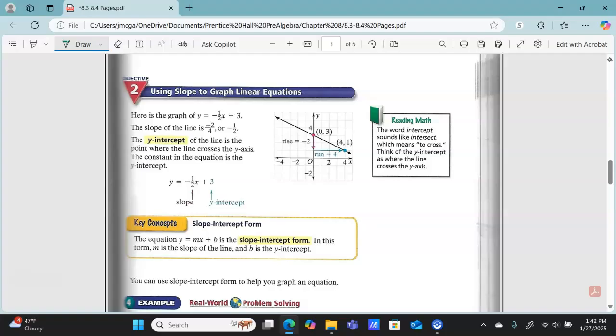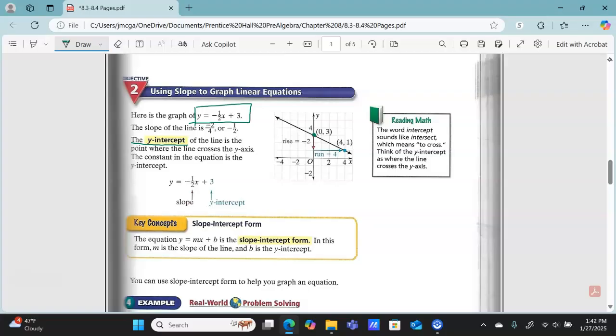In section 2 here, we have the introduction of the y-intercept of a line. And the y-intercept is the place where it crosses the y-axis. And if you look at this equation right here, which we graphed in the previous section, one of the points that we got was 0, 3. And so there it is. There's the y-intercept.